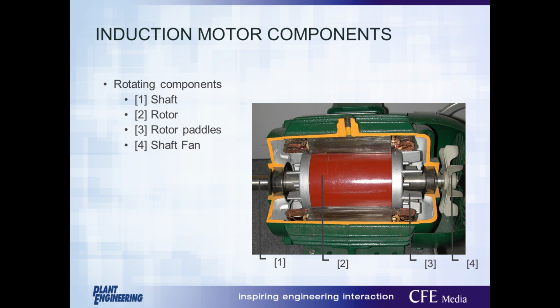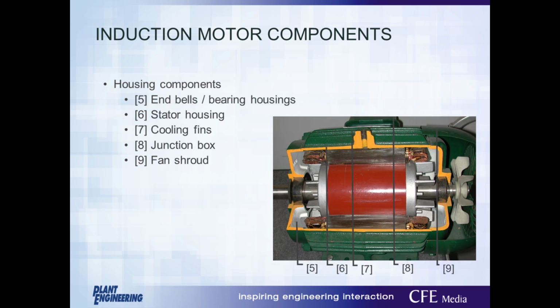Next, we're going to go over the different components of an induction motor. On this slide, we have rotating components from left to right. In the picture, we have the shaft, the rotor, which is painted red, the rotor paddles and balancing nubs, which are shown in cast aluminum, and then the component labeled number 4 is the fan, which for this motor is plastic. Sometimes you will see other materials for the fan. Plastic is probably the most common.